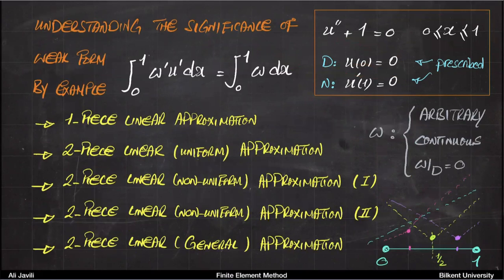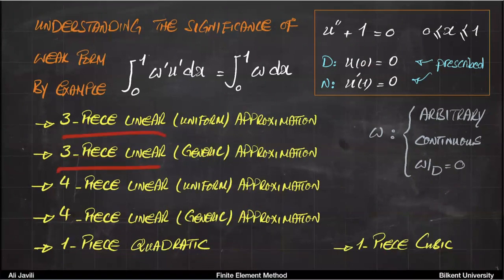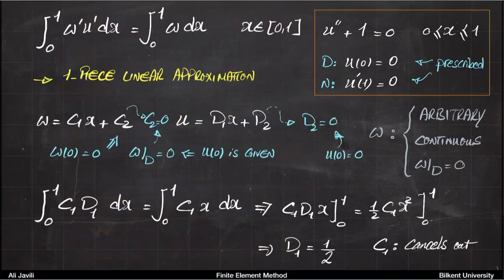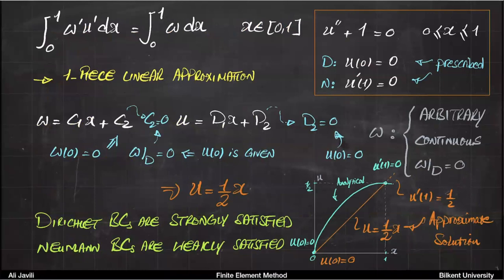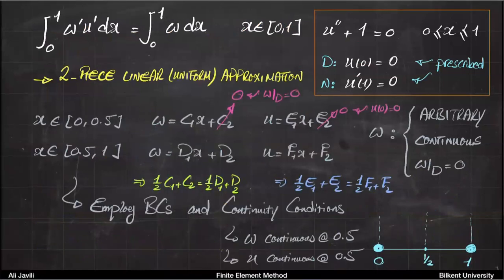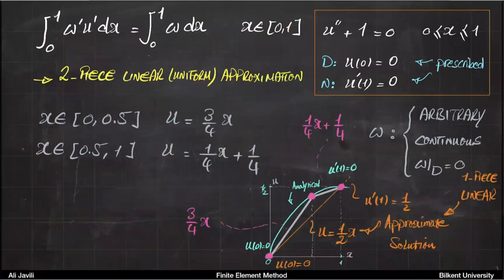So one-piece linear approximation, then two-piece linear approximation, whether it's uniform or non-uniform or generic. And then we did three-piece linear approximation, uniform, generic, and then four-piece and quadratic and cubic. If you do the one-piece linear approximation, after a few steps, you get this. You basically hit the solution at nodes. Then you do a two-piece linear approximation, and you get this.